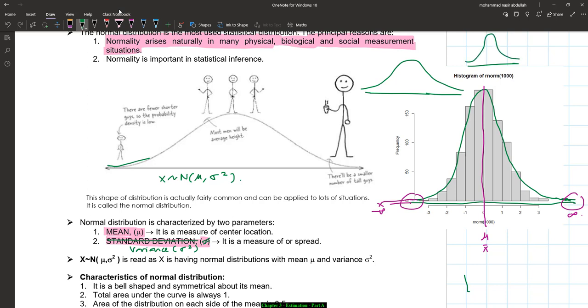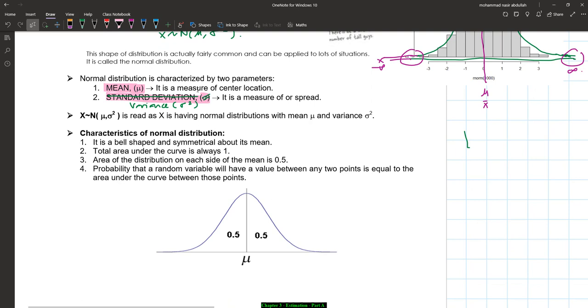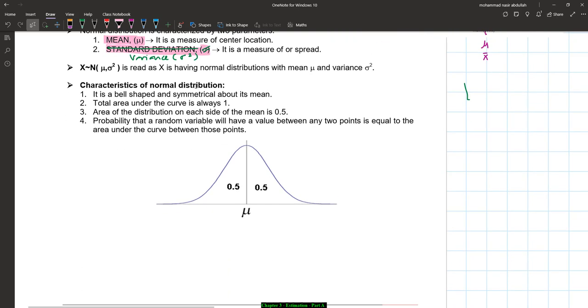Macam ni pun boleh jadi. Right. So this one, we can say that it has a spread of dispersed variance, right? This one kita boleh kata the variance is quite consistent. So now let's look at the characteristics of the normal distribution.